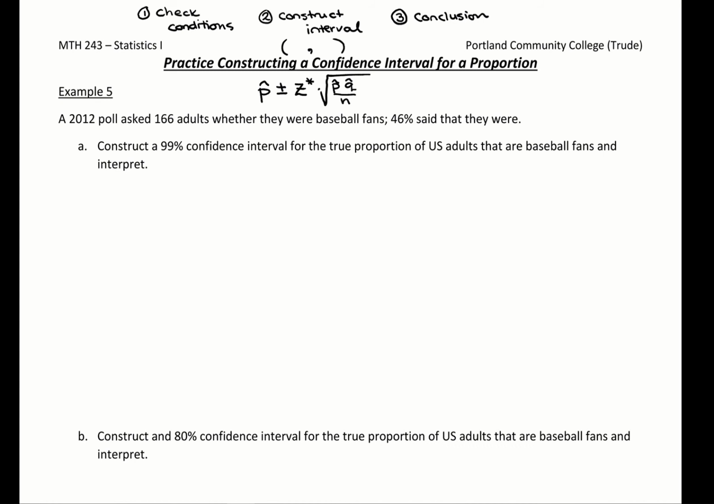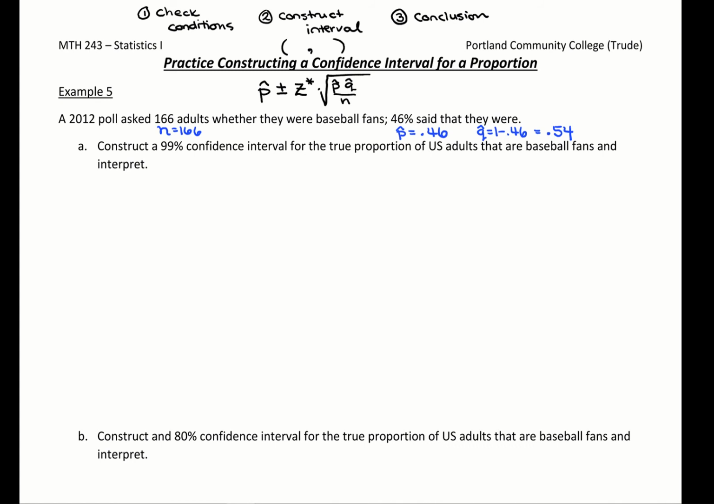So here we have a sample of 166 adults, and they were asked whether or not they were baseball fans, and 46% said that they were. So the pieces of information that we have here, we have a sample size of 166. We have a sample proportion from that sample size that we took there, so 0.46. And if we have p hat, then we also have q hat by just taking 1 minus the 0.46, which would be a 0.54. So from that first sentence, we get those 3 pieces of information.